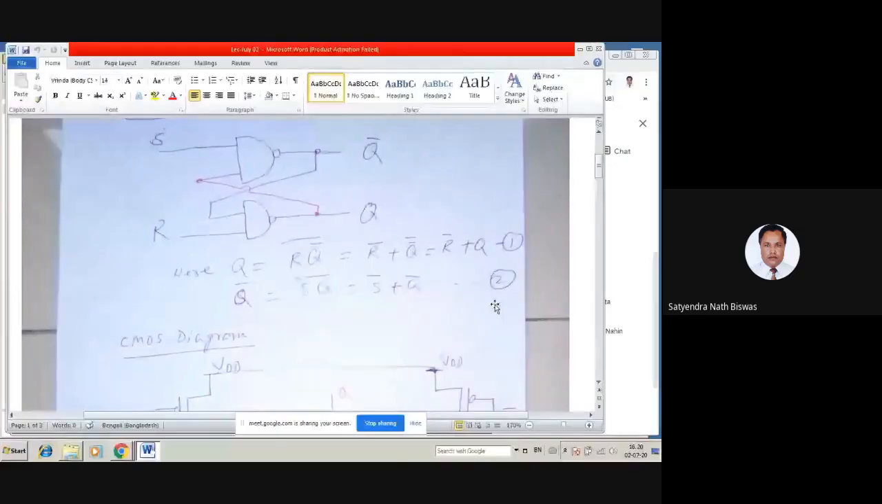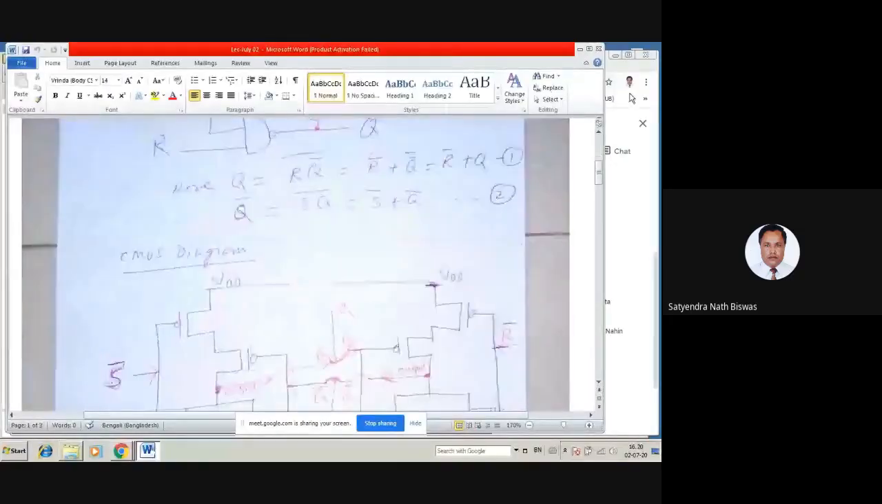So understand this, everyone? Any question? No, sir. So this is very simple equation, but be careful. Don't cancel the Q from both sides or Q bar from both sides. Do not do that. Right?